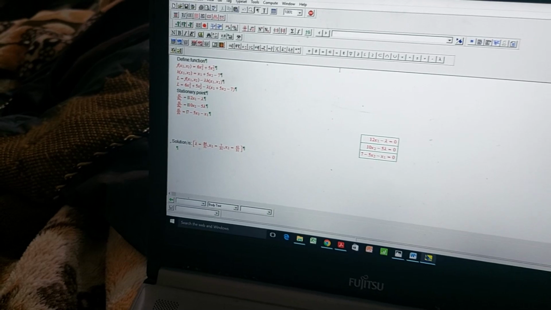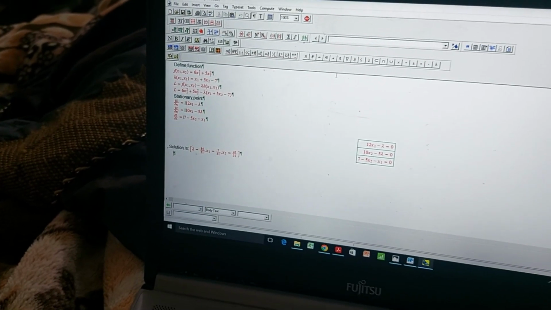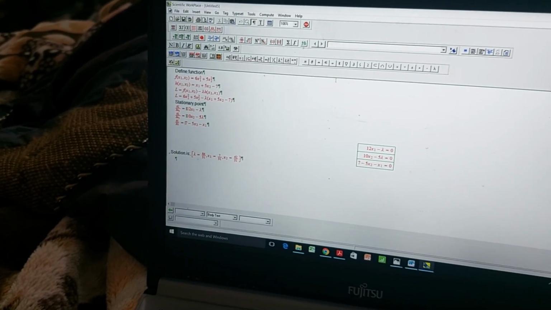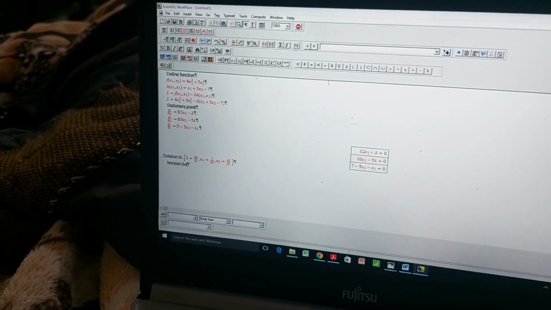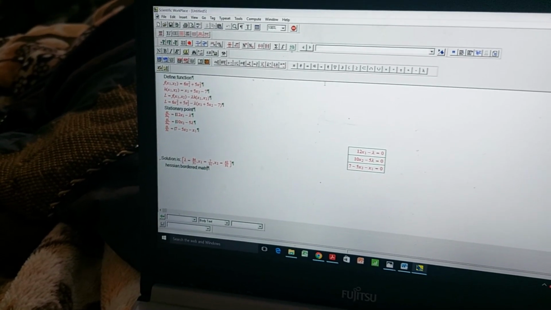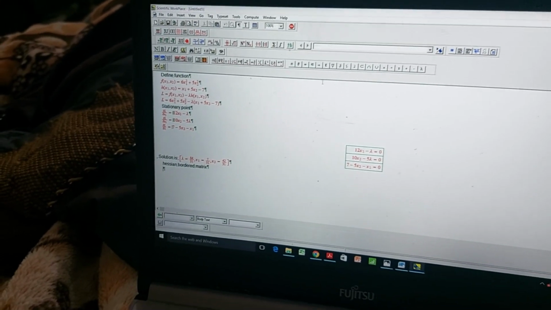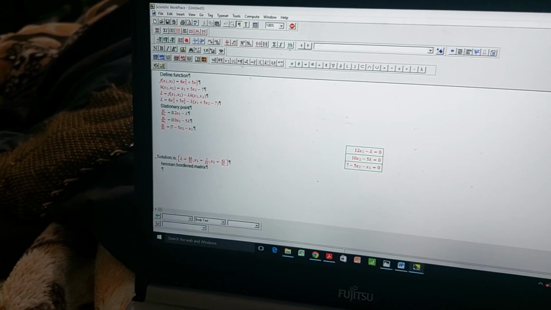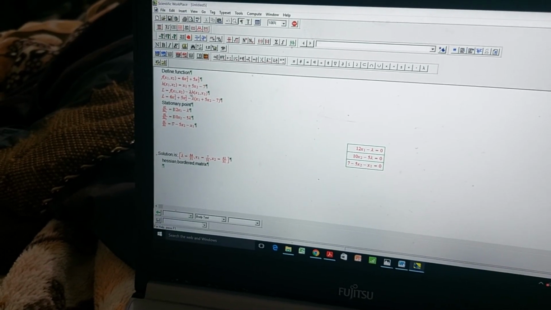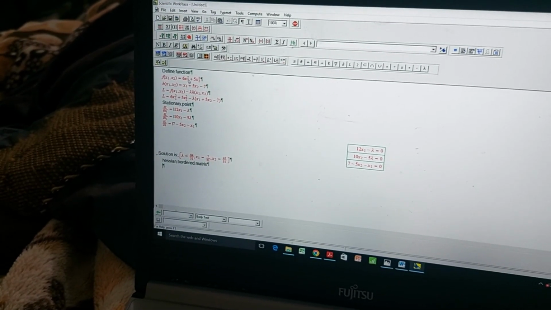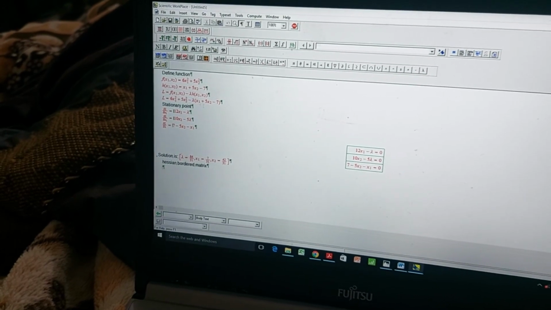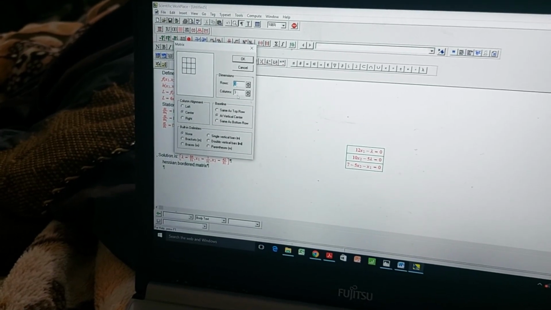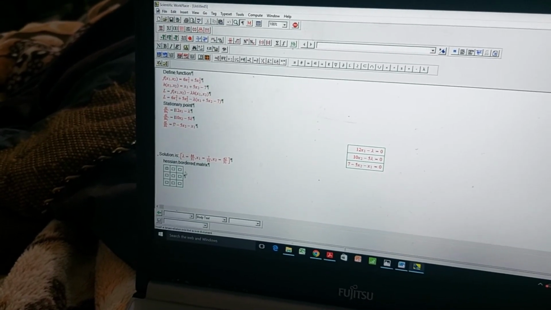After that we need to know whether the stationary points are maximum or minimum. For that we need to make a Hessian bordered matrix. For that I need to introduce a matrix of m plus n cross m plus n. Here m is equal to 1 constraint and n is equal to 2 variables, so it is a 3 cross 3 matrix. I need to introduce a matrix from here. I click on this, which is already 3 cross 3, and press OK.